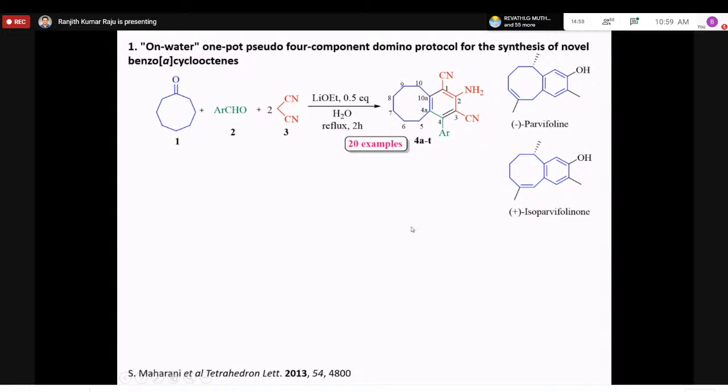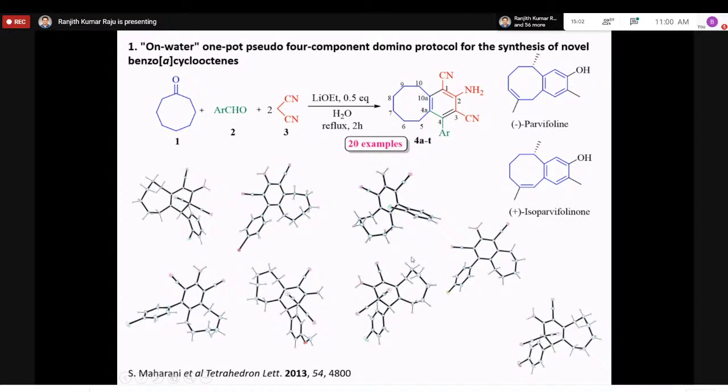So we were able to do 20 examples of this compound, and fortunately the student was working hard to get several crystals of this compound, and so she succeeded. This was helpful in elucidating the structure of the compound.